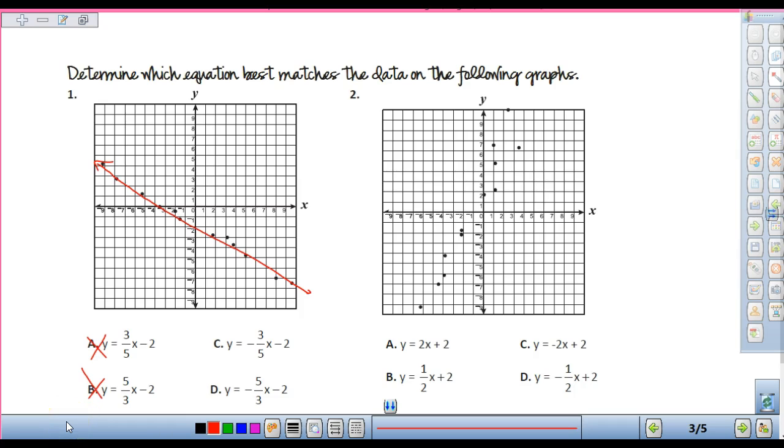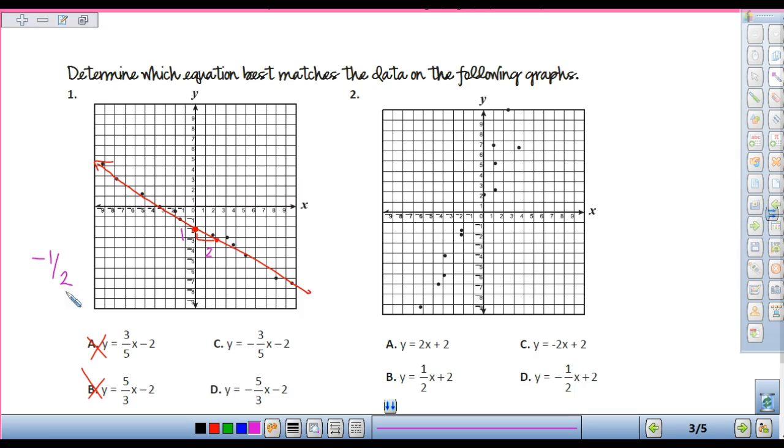Okay, now we've got to figure out what my slope is. So let's say I'm going from here to where do you want to go? Maybe right here? Yeah, I can go with that. What's my rise? 1. What's my run? 2. So right now I have my slope being negative 1/2.